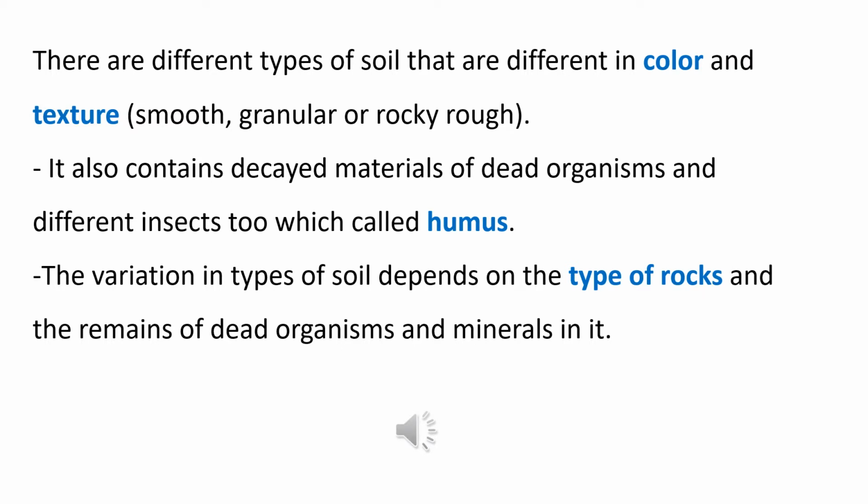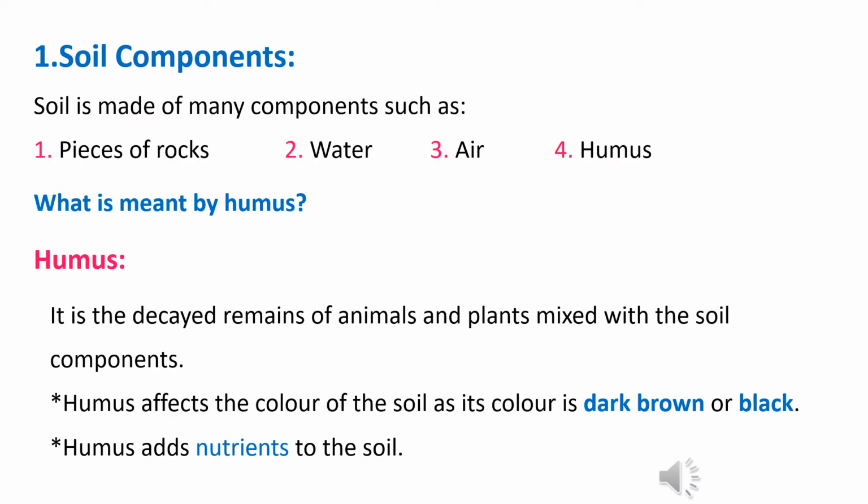There are different types of soil that are different in color and texture. The texture of the soil may be smooth, granular, or rocky rough. The soil also contains decayed materials of dead organisms and different insects too, which is called humus. The variation in type of soil depends on the type of rocks and the remains of dead organisms and minerals in it. Now we will start the first part of the lesson, soil components.